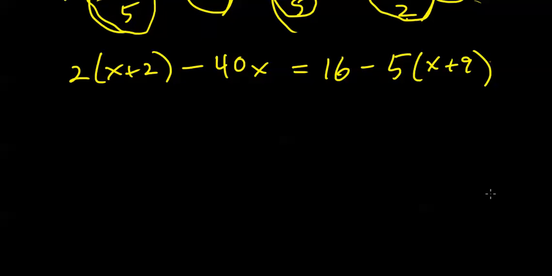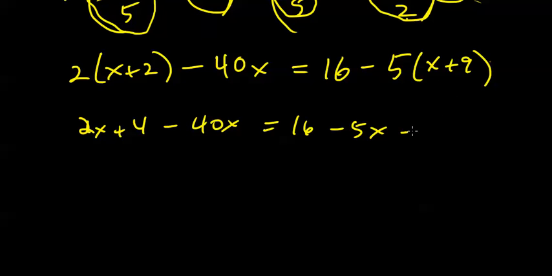Alright, now that was a bit of work, but the fractions have gone away. Now I'll go ahead and multiply. On the left hand side, 2x plus 2 is going to be 2x plus 4 minus 40x equals 16. On the right hand side, minus 5 times x is minus 5x, and minus 5 times 9 is minus 45. So now I've freed up my variables and number expressions to be combined. I'll get minus 38x plus 4, combining like terms on the left, and minus 5x.